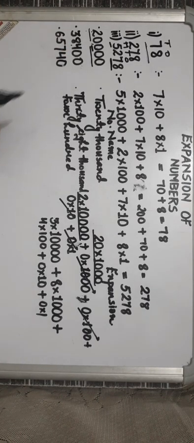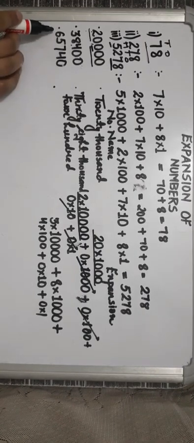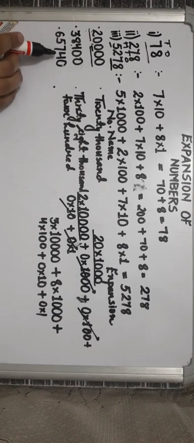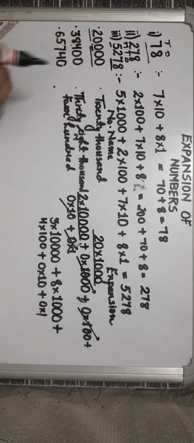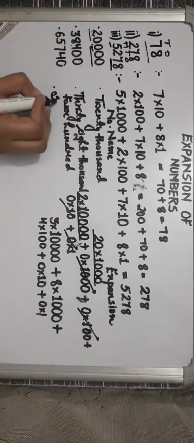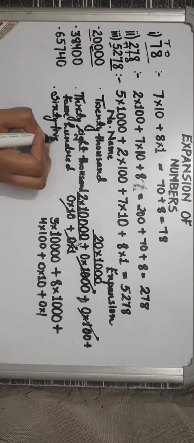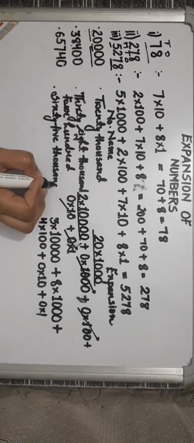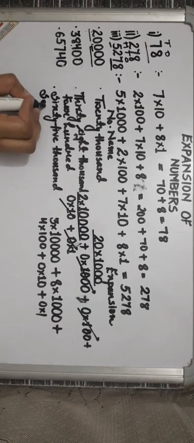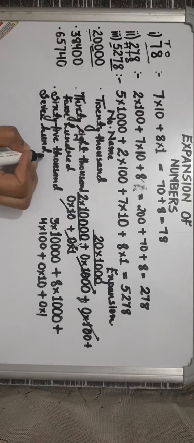Now take the third example. Now let's first write the number name. It's 65,740.